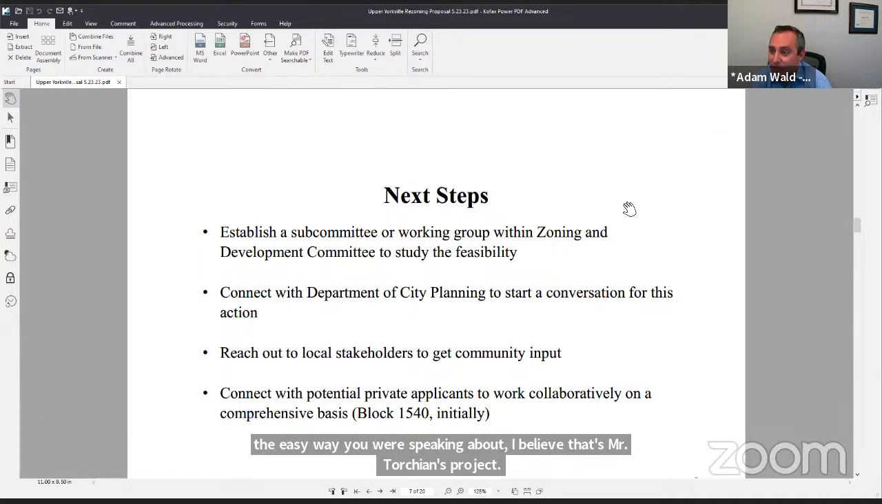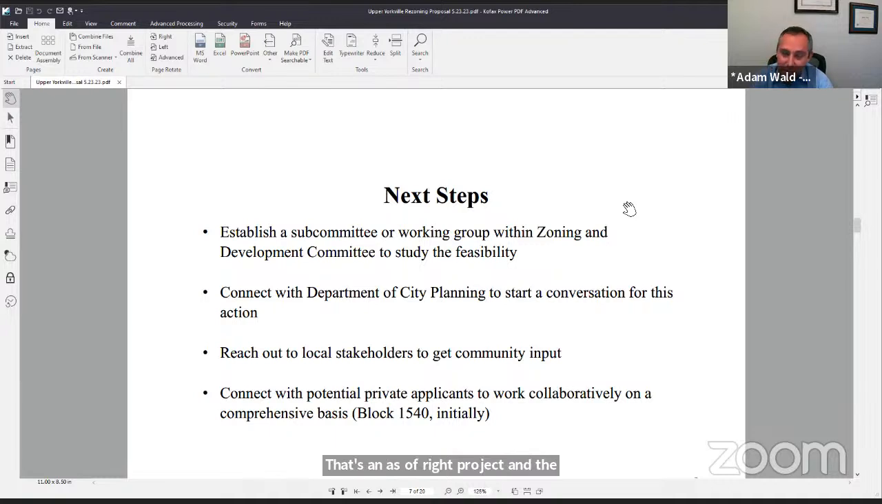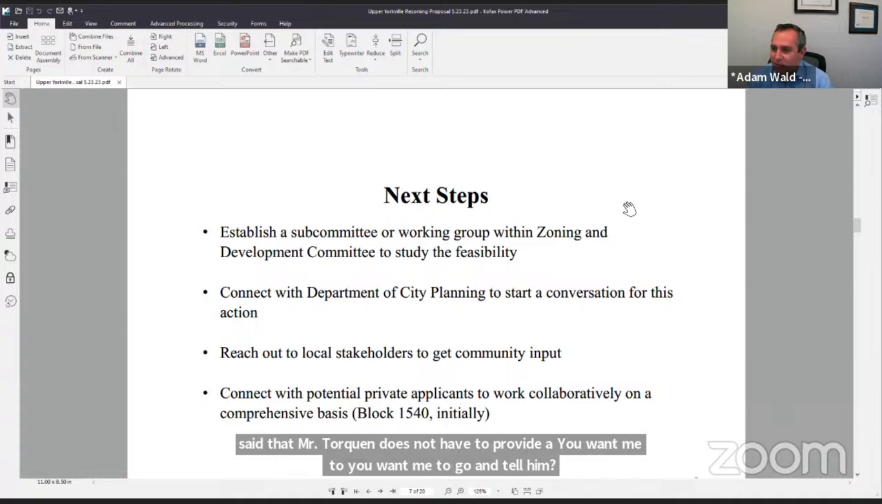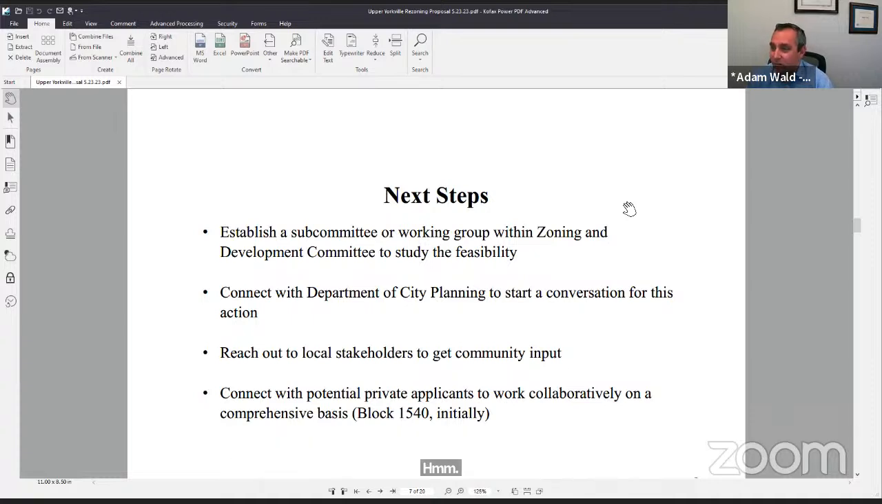And the MTA sent a letter saying that Mr. Torkian does not have to provide an easement volume. You want me to go and tell him, no, you need to do an affordable project, and no, the MTA is wrong? I don't really understand what you're asking.